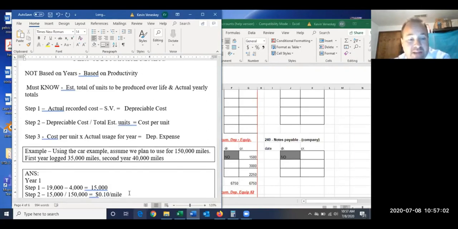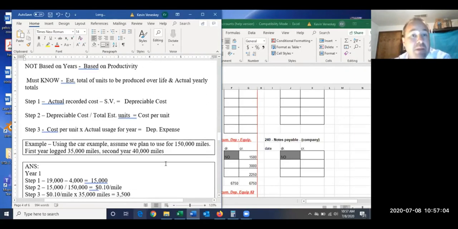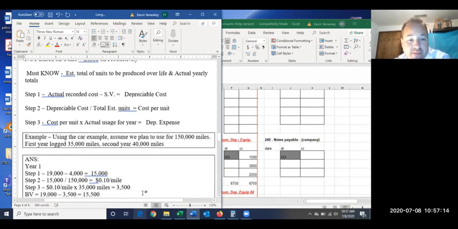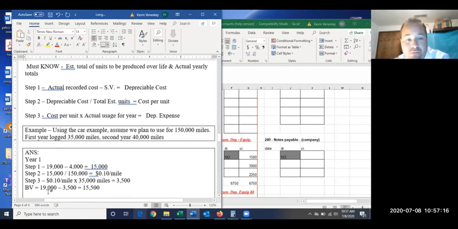And then at the end of the year, I add it all up. How many miles did I drive? Multiply that by 10 cents, and that's what I'm going to depreciate for year 1. And then I could get my new book value. So this would be my depreciation expense, and since it's year 1, that would also be my accumulated depreciation. So my book value is simply the cost, we go back up to the 19,000 minus the 3,500 depreciation.